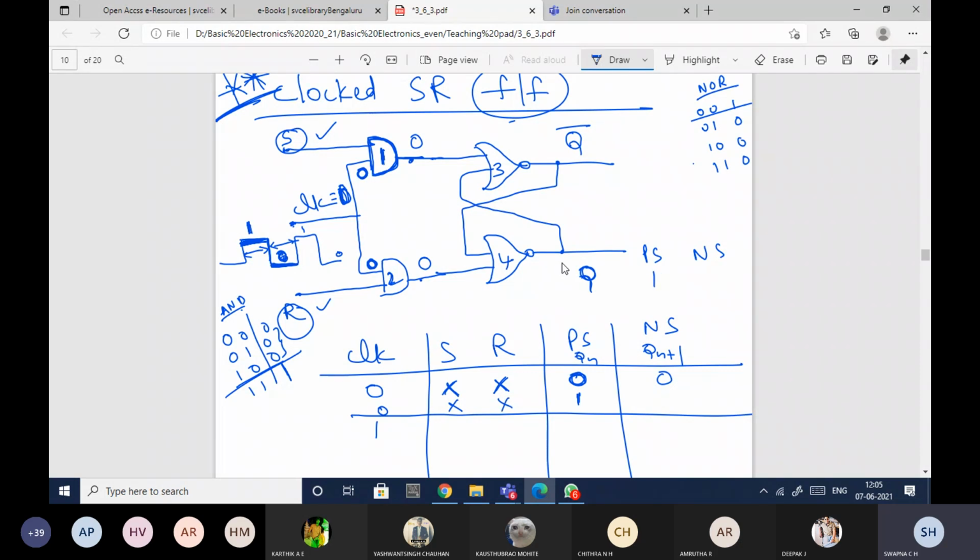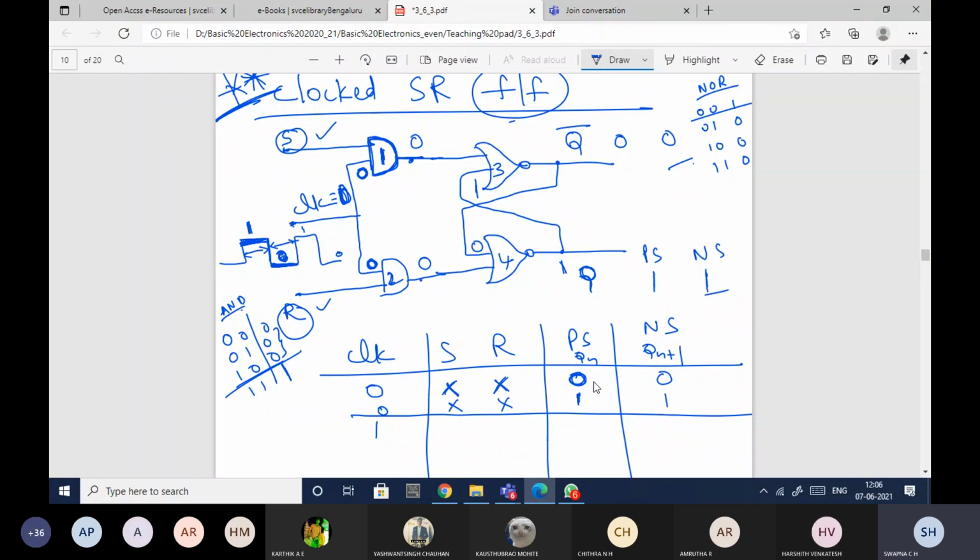So the present state is 1. It means that this is 1. So this 1 is fed back here. So 0, 1, the output will be equal to 0. So this 0 will come back here. So 0, 0, the output is 1. So this 1 will go back here. So 0, 1, the output is equal to 1. Q and Q bar are complement of each other. And if the present state is 1, the next state is also 1. So the next state here also is 1.